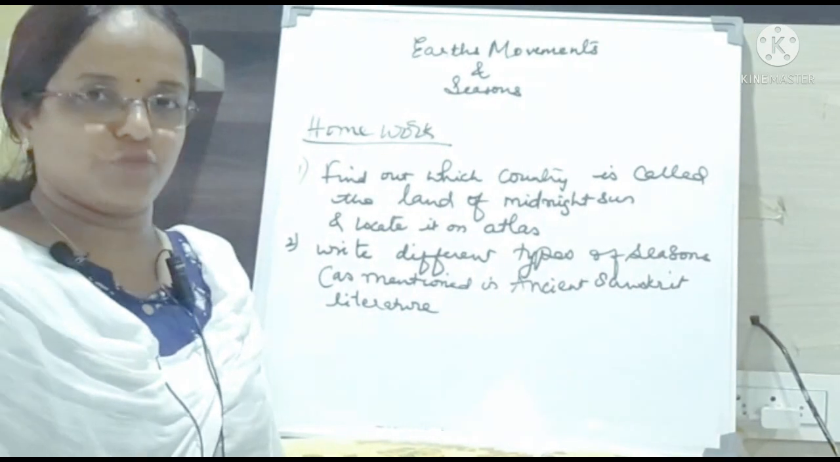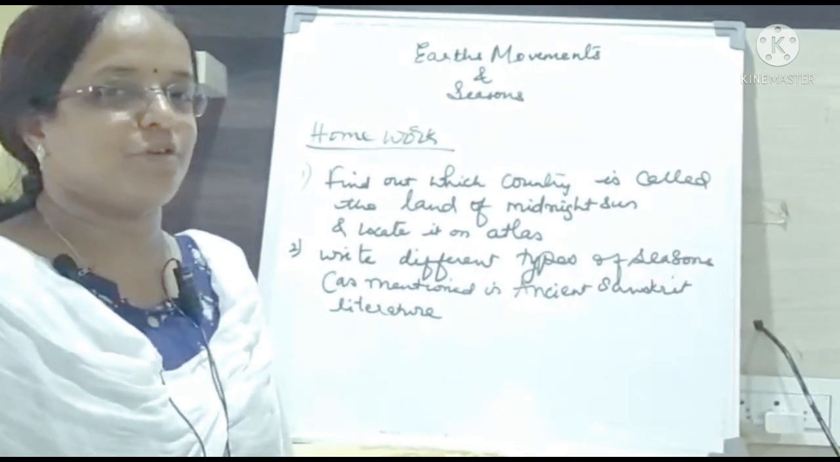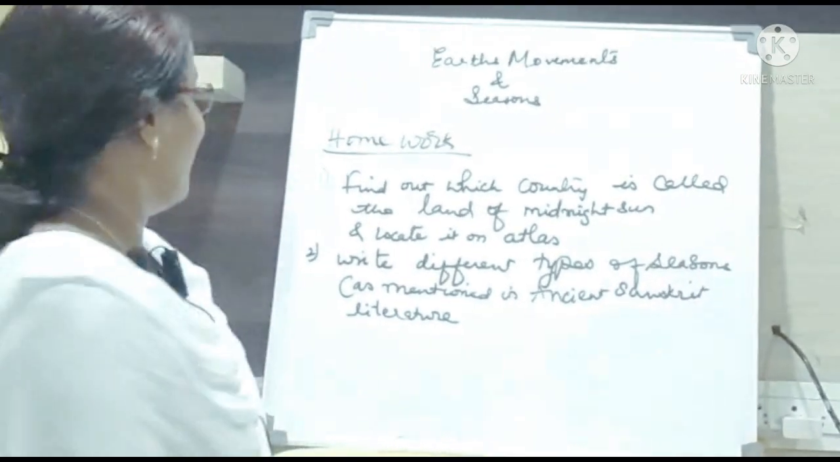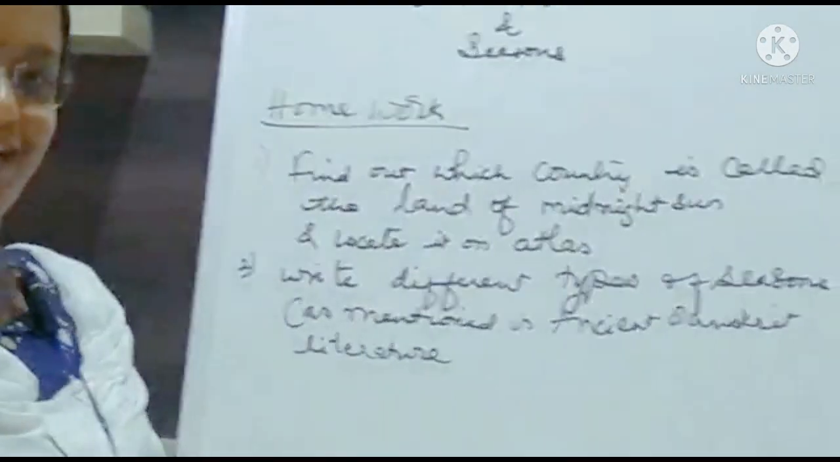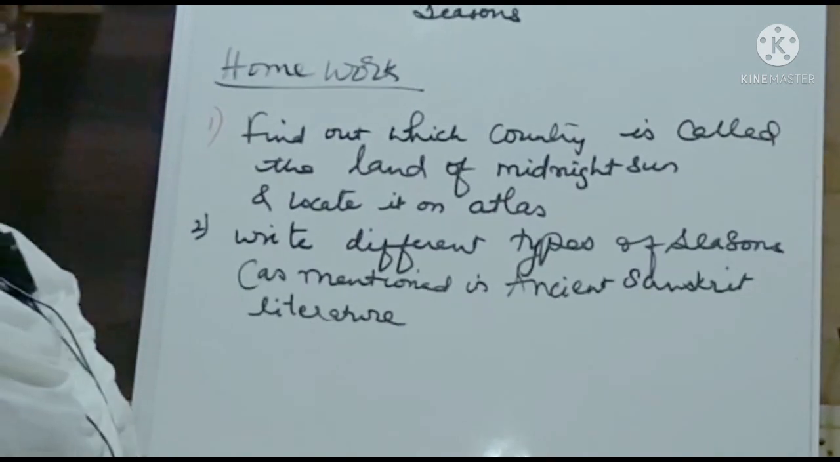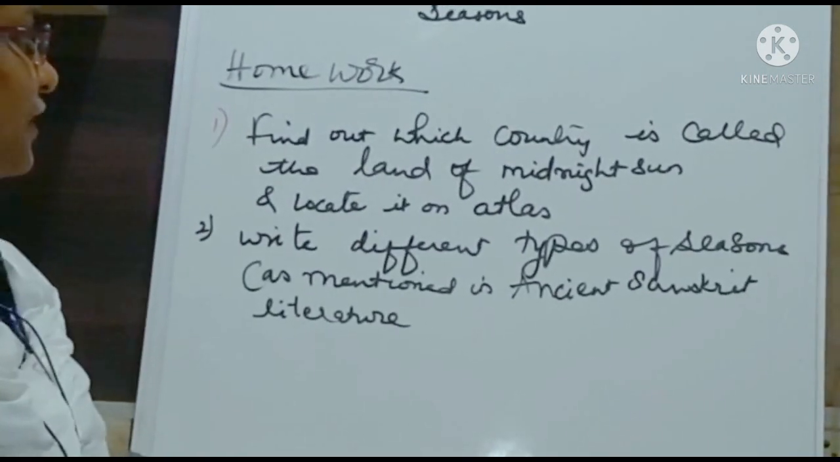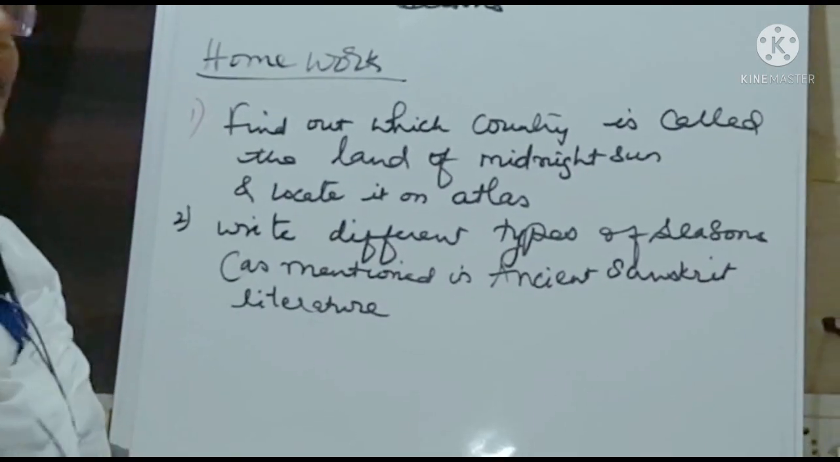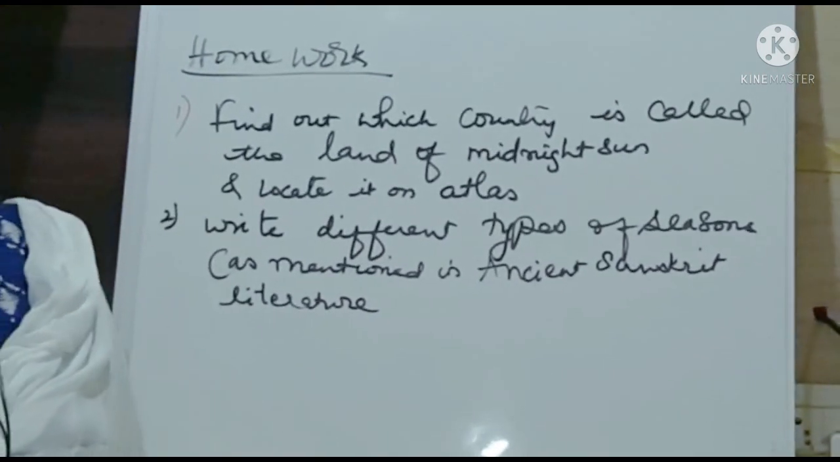After completion of the recap or the summary of the lesson, I am giving you a small homework. Find out which country is called the land of the midnight sun in your atlas, and locate it on your atlas, and write the different types of seasons as mentioned in ancient Sanskrit literature.